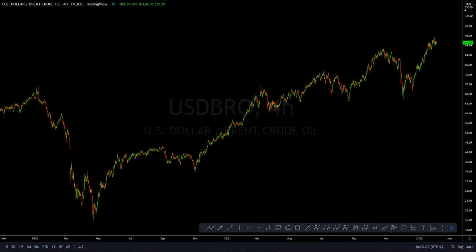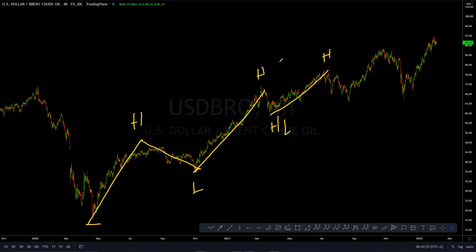And in this case is US dollar against Brent crude oil. And we see that from these lows here, this would have been about April 2020, we have a series of higher highs. That's the first high. That's the first low. That's a higher high. That's a higher low. That's another higher high. That's another higher low, another higher high, another higher low.